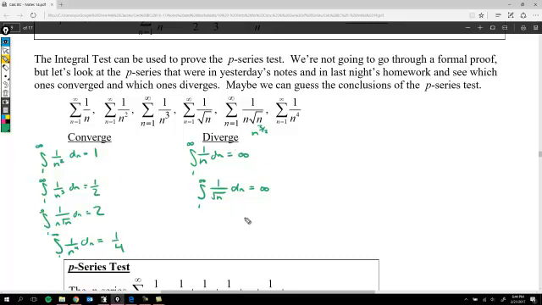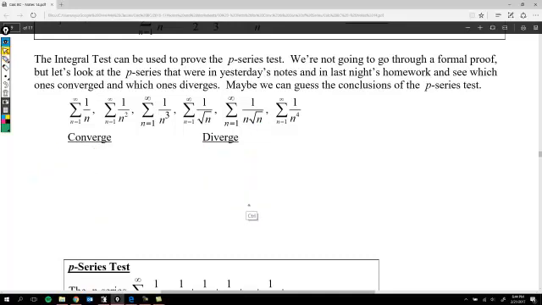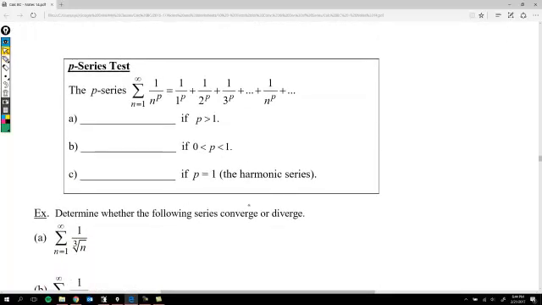So let's come up with an overarching theorem, a generalization that's really easy to use. Basically, if my exponent here is greater than 1, it's going to converge. Always. If it's between 0 and 1, so if it's a fraction, if I have a square root, cube root, whatever, that's going to diverge. And if it's equal to 1, which is our harmonic series, it is going to diverge. That is a special series.